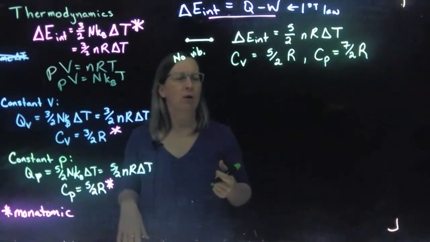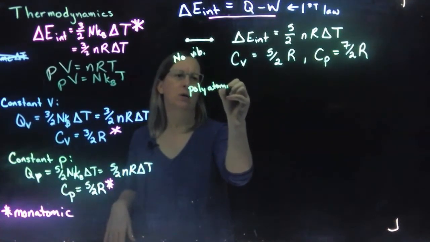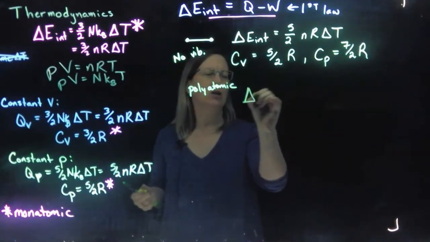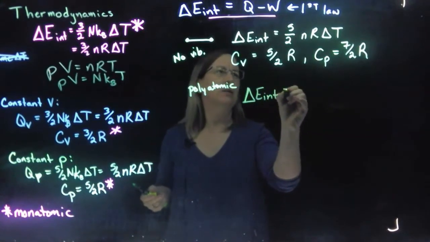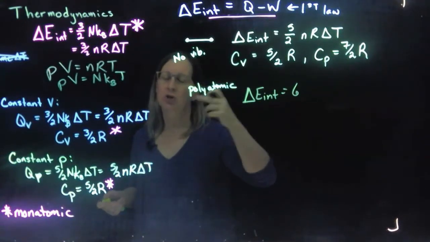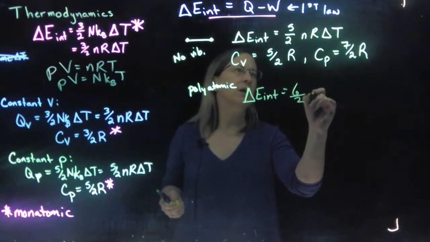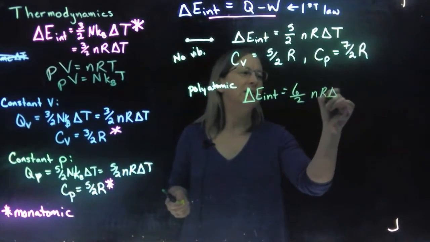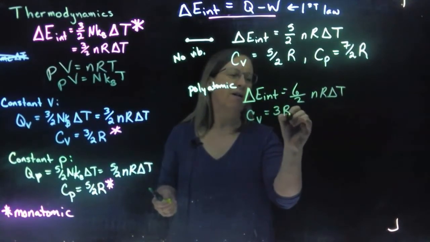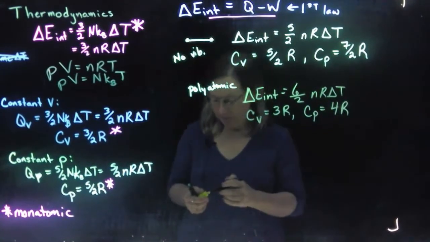And if we have a polyatomic, more than 2 atoms, then the change in internal energy gets 1 more degree of freedom associated with 1 more degree of rotation. So this becomes 6/2 or 3 N kB delta T. And so that means our CV becomes 3R and our CP becomes 4R.